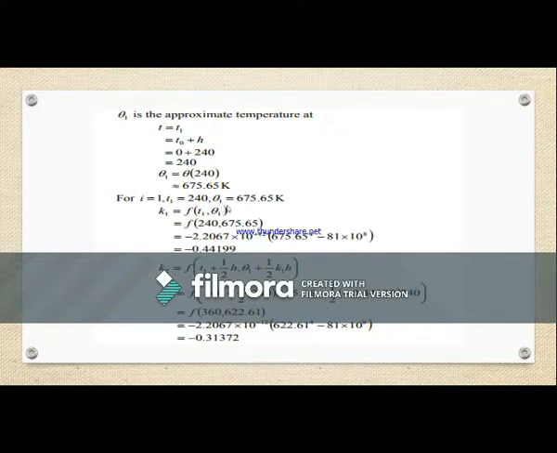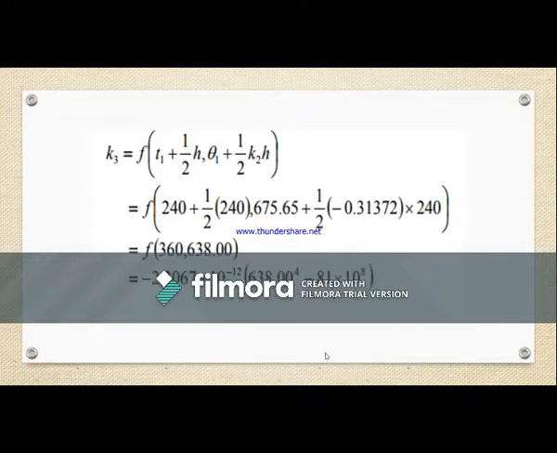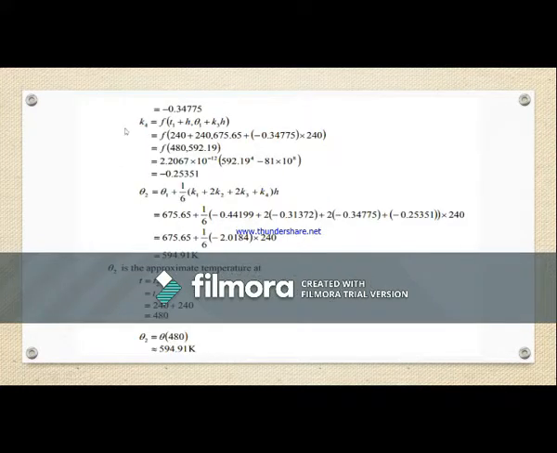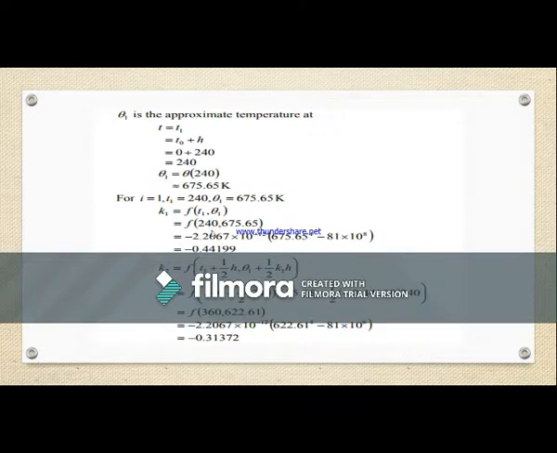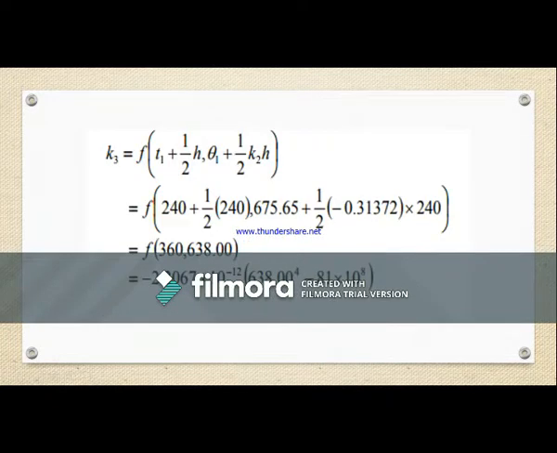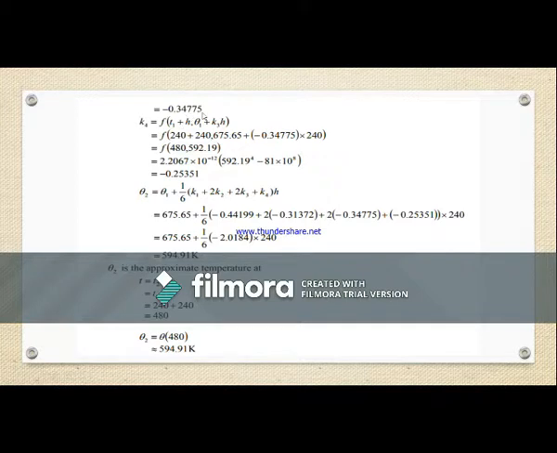For the next value of i, which is 1, t1 is equal to 240 and theta 1 is equal to 675.65 K, which are all values from the previous calculation. After we substitute all of the values inside the equation for K1, K2, K3, and also K4, we will get K1 equal to negative 0.44199, K2 equal to negative 0.31372, K3 equal to negative 0.34775, and lastly K4 equal to negative 0.25351.